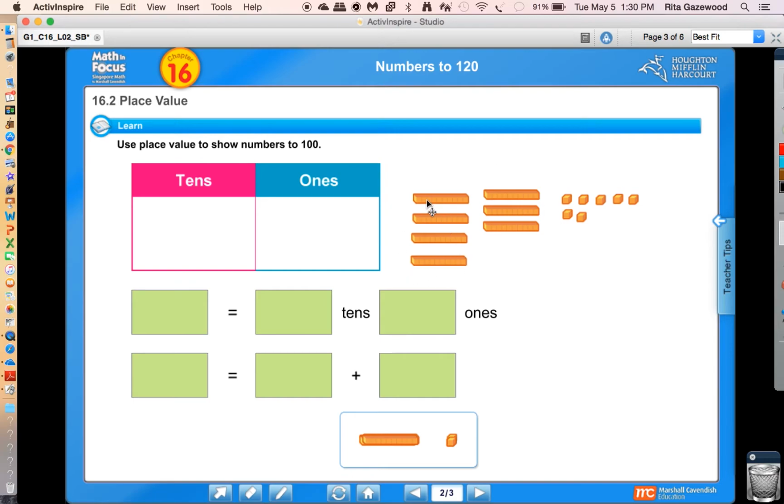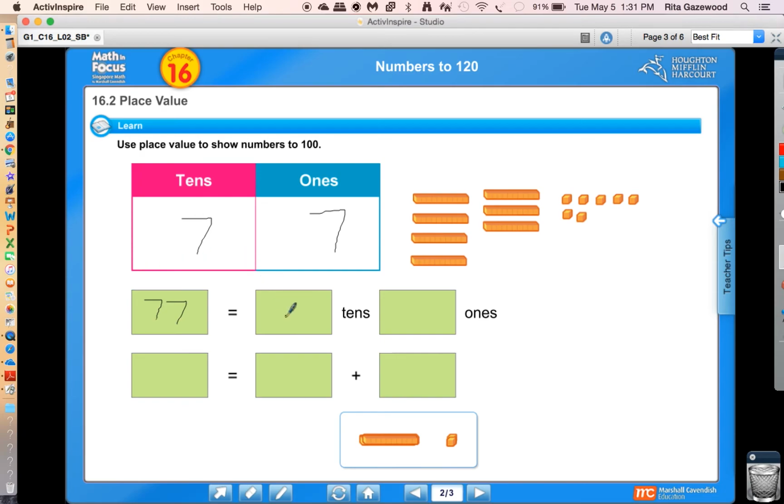So now how many tens do we have? Can you help me count them? 1, 2, 3, 4, 5, 6, 7. 7 tens. And how many ones? 1, 2, 3, 4, 5, 6, 7. So what number do we have here? How would you say that? That's right, 77. So we would write that as 77 equals tens and ones.